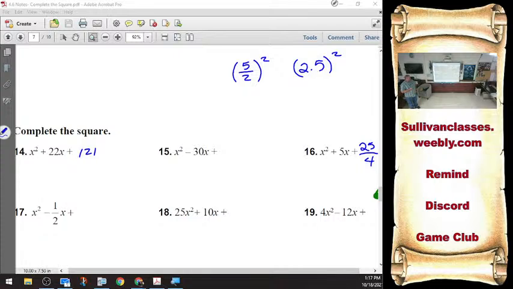Let's see what you can do with the others. 18 and 19, you got to do a little more thinking, because (b/2)² isn't going to work for those ones. 18 and 19, you got to do some guessing and checking to see if you can find the perfect number.